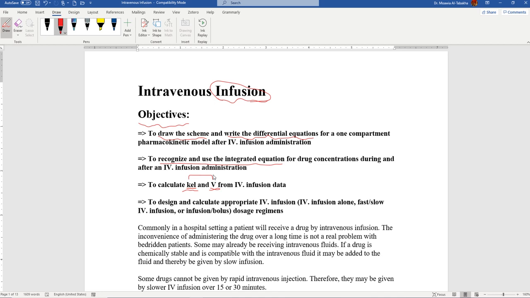KL multiplied by V, what does it give us? It gives us clearance, drug clearance.